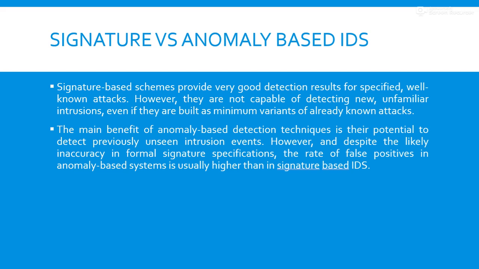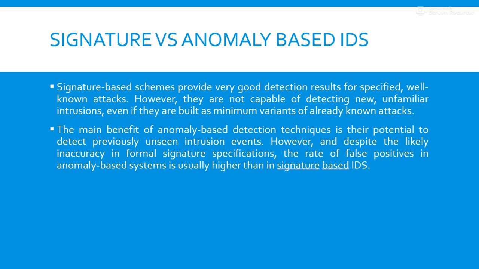As I told you, signature based schemes are very good for specified and well known attacks, the attacks which are already known, but they are not able to detect new or unfamiliar attacks because their detection system is based on the signature of the attack, and if the signature is unknown, such attacks cannot be detected by signature based IDS. So the main benefit of anomaly based detection techniques is their ability to detect new or unseen intrusion events.